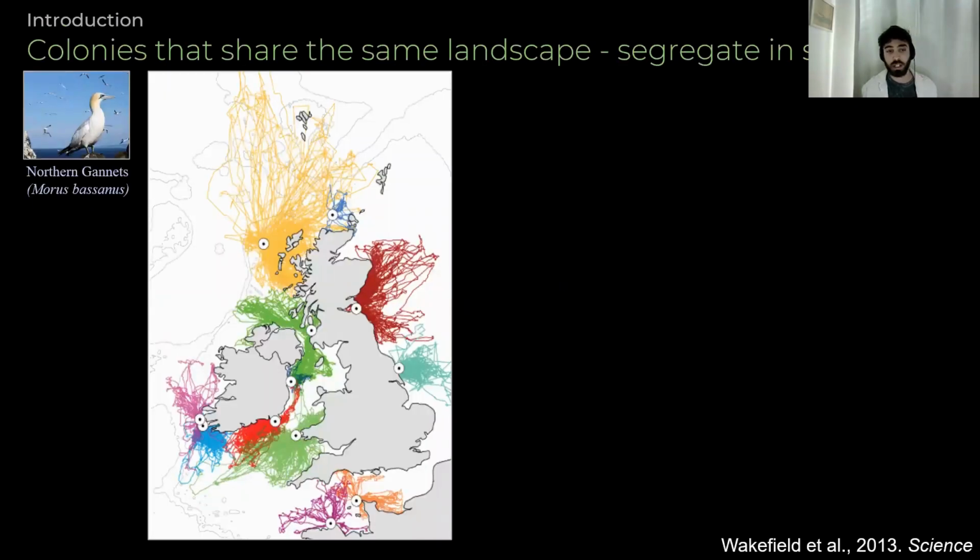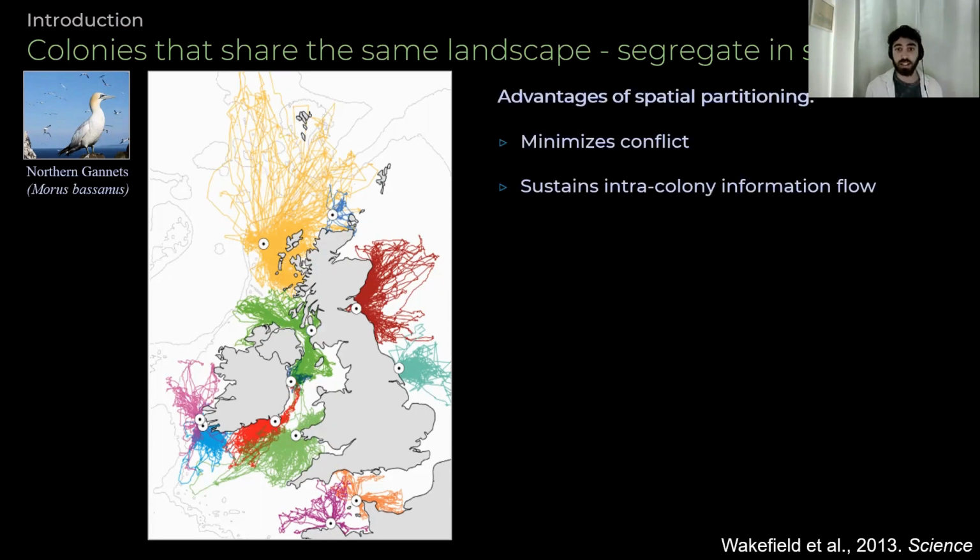So we dived into the literature and of course found that we're not the first to ever ask this. The seminal paper by Wakefield et al. was done on northern gannets around the British Isles, and basically showing that colonies that share the same landscape segregate in space, as you can see here from the tracks. And there are, of course, advantages to spatial partitioning.